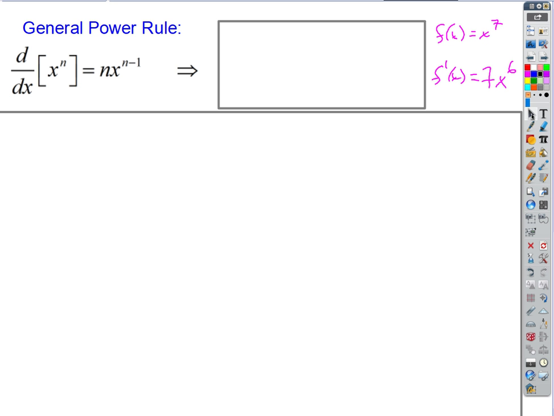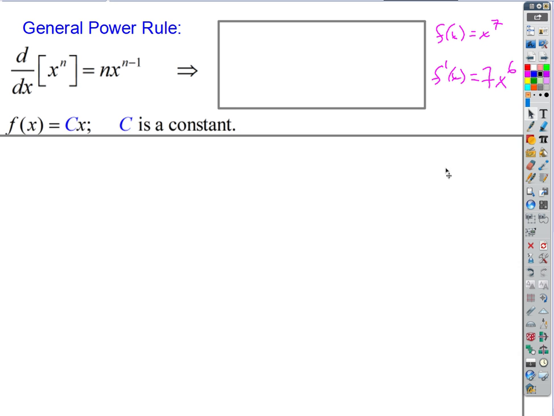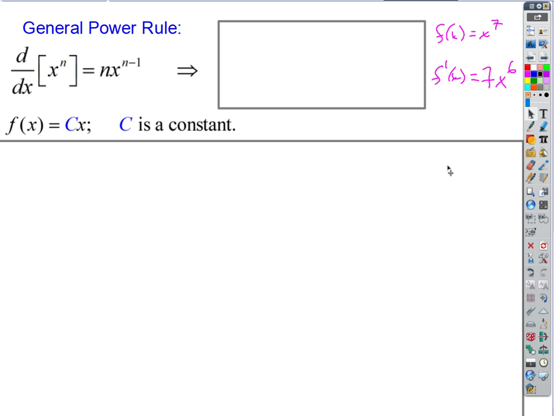Okay, let's expand this just a little bit though. Let's look at another issue here. What if we take f of x just equals c times x, where c is a constant? And I'm picking a specific function, but we wouldn't even have to pick a specific function. We could just leave it as f of x equals c times g of x or something. We'll get the same result.